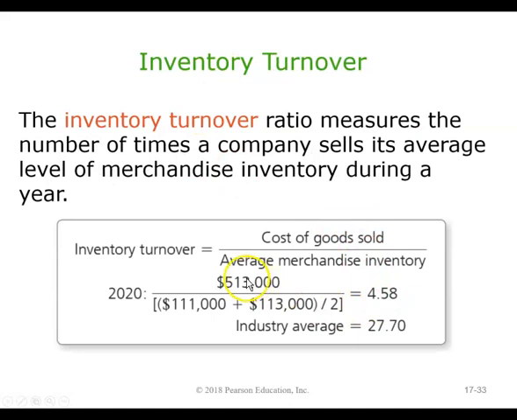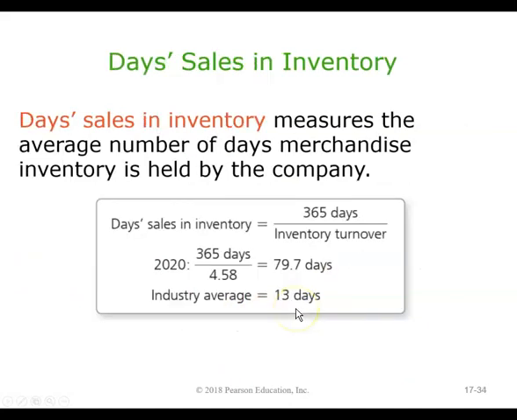Okay, so 513 divided by your average gives you 4.58. So that means I'm only selling my inventory 4.58 times during the year, but the industry average is 27.7 times. So other people are selling their inventory far more quickly than I am. So that could indicate a problem.